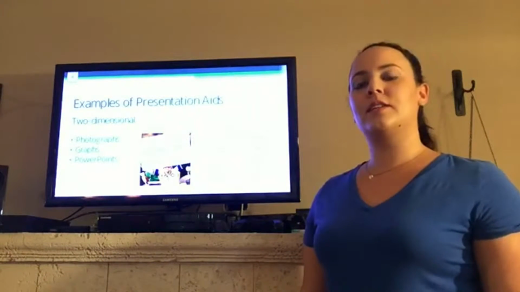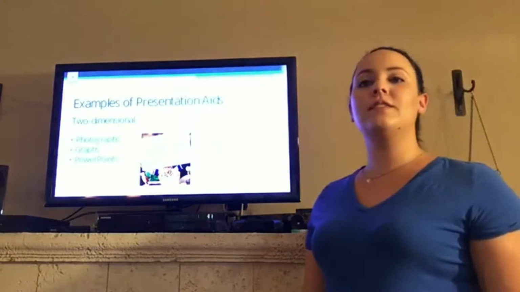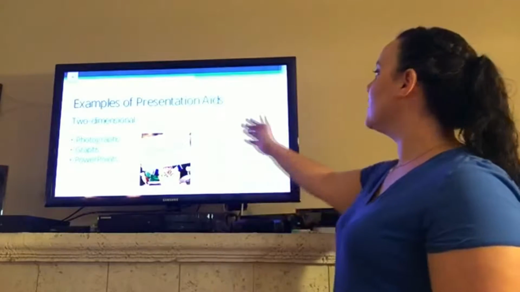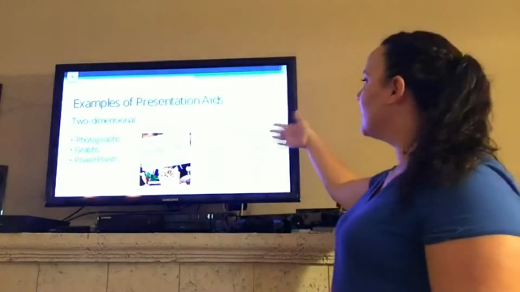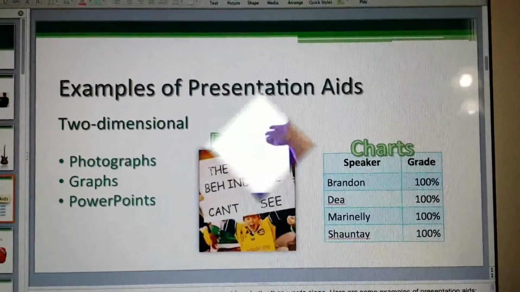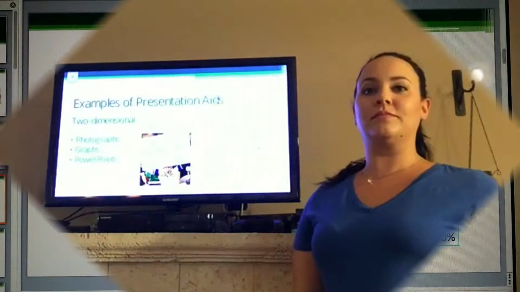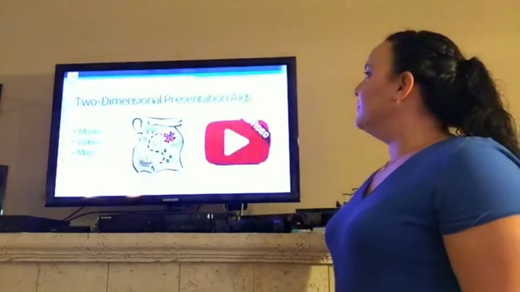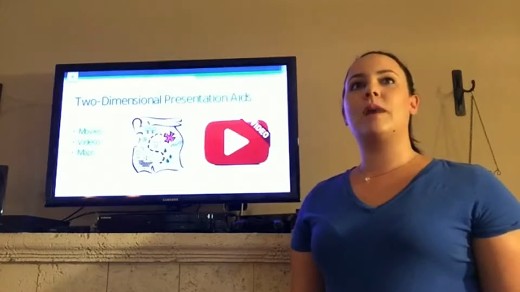Other types of presentation aids are two-dimensional presentation aids. They include photographs, graphs, or PowerPoints. An example of a chart is one over here where all of the speakers in today's conversation get a 100%. Some more examples of two-dimensional presentation aids are videos or maps.